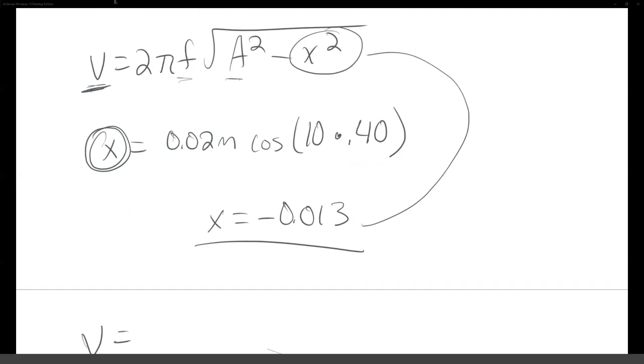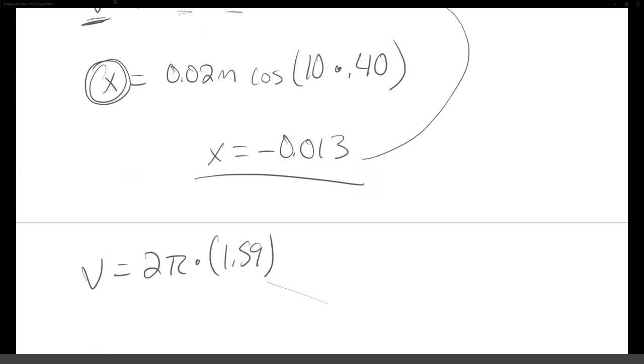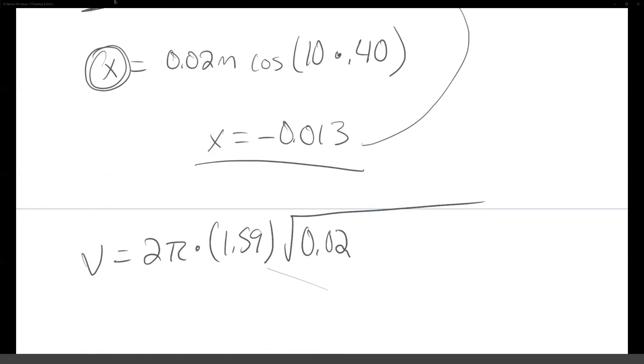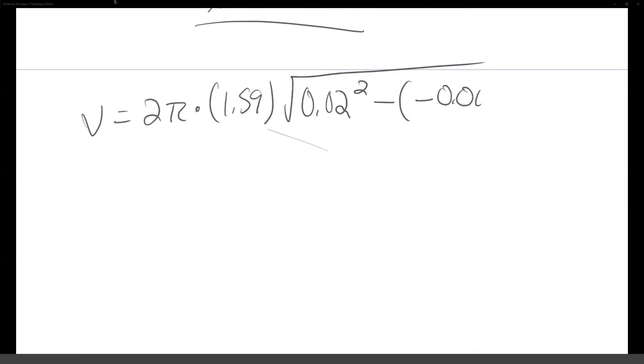So we got velocity equals 2 pi times our frequency, which was 1.59, times the square root of our amplitude, which was 0.02, because it was 2 centimeters, squared, minus a negative 0.013 squared. Right, so a negative minus, this ends up being a positive. Okay, and then you can plug that all into your calculator, and you should get a velocity of 0.15 meters per second. Right? So that should have been all of them.